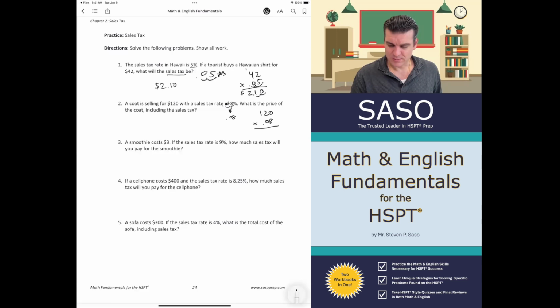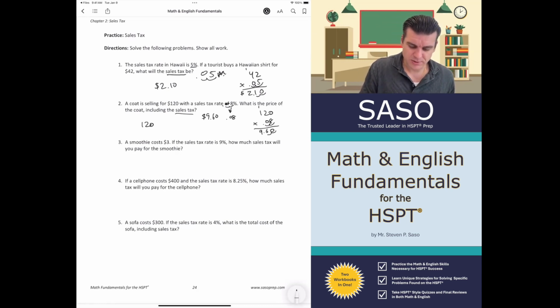0.08. 8 times 0 is 0. 8 times 2 is 16. Carry the 1. 8 times 1 is 8, plus 1 is 9. Now, sometimes I see people multiplying out the 0 here. You don't need to do that. You can stop right here. You're done. That's our number. Count up your decimal places, 1, 2. And move that from right to left in your answer. So $9.60 is going to be the sales tax. Now we want the total selling price, right? What is the price of the coat, including the sales tax?